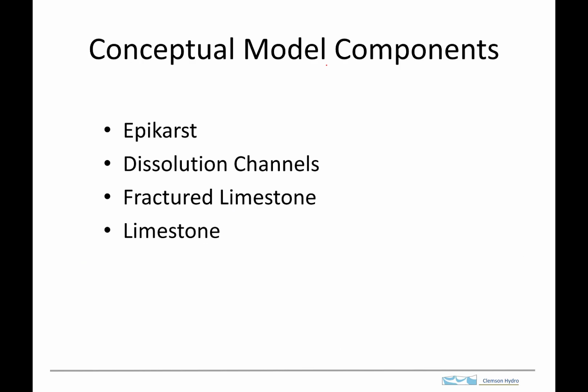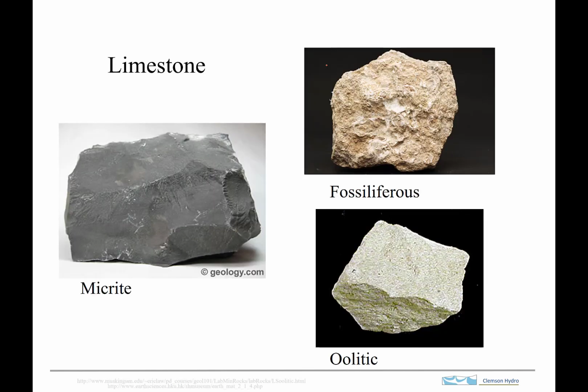Okay, so the important components of the conceptual model consist of these different things: epikarst, dissolution channels, fractured limestone, and limestone. So here are some pictures of limestone. These are from the different types of Paleozoic limestones. Micrite is formed from a lime mud, very fine-grained and very low permeability.